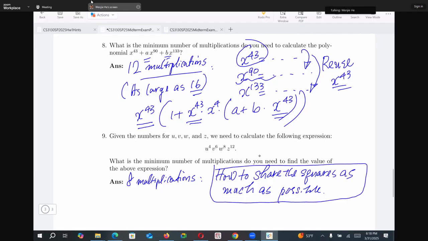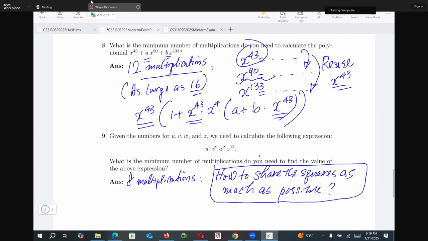For this question, approximately 90% of the students missed this one. Only 10% got it. 90% missed this one. The reason is they didn't share the squares in the maximum sense, or they are not greedy enough. You can say it that way. They are not greedy enough.